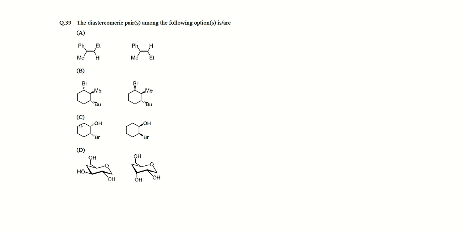Again, in the case of C, the stereochemistry changes at both of these centers, and this is superimposable, and that's why it is not a diastereomer. In case of D, in glucose, the stereochemistry changes only at the first carbon, where one is above and one is below. So D is also a diastereomeric pair. So the diastereomeric pairs are A, B and D.